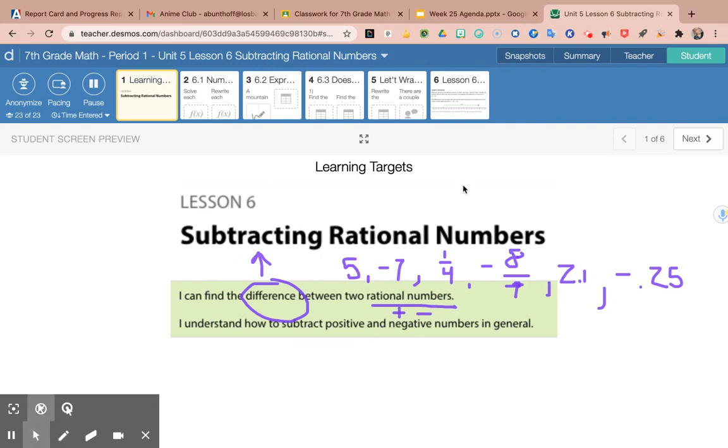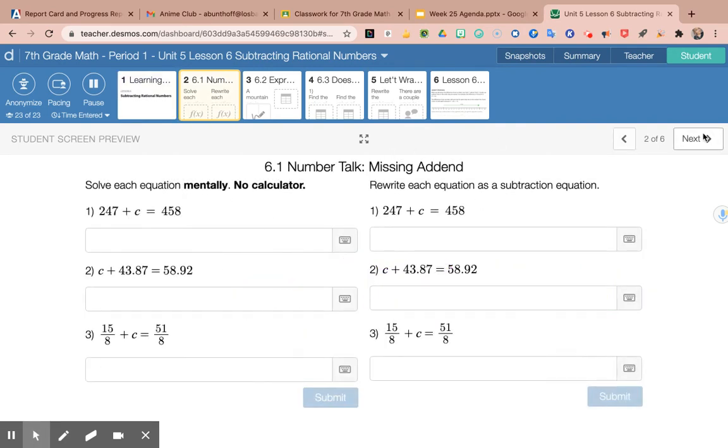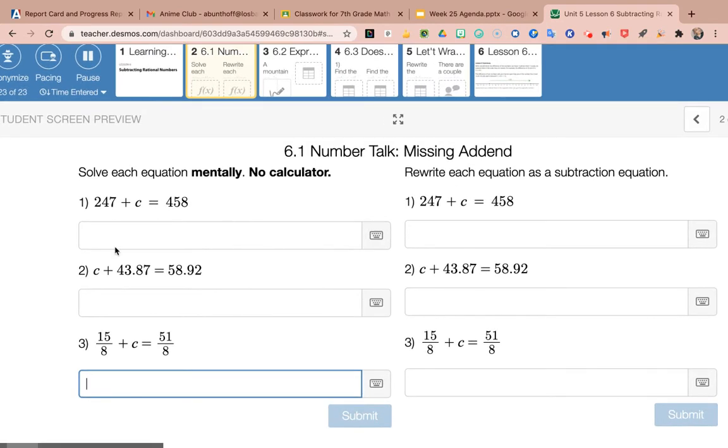There's nothing for you to do on 1, so you'll click next to number 2. Number 2 is our number talk, saying missing addend. So there's a number missing that I'm adding. The left side wants you to find the missing number, so find out what C equals. The right side wants you to write this equation as subtraction. So we're going to do both. On the left side, no calculator.